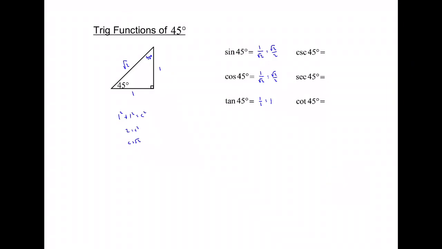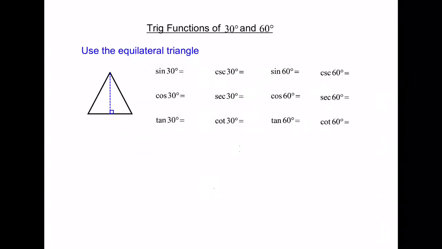And then you'll do the reciprocal of sine to get cosecant of 45, that's the square root of 2. Secant of 45 is the reciprocal of cosine, which is square root of 2. And then cotangent of 45 is the reciprocal of 1, which is 1. So those 6 ratios for a 45-degree angle are going to be very important as we progress through the rest of this unit. Now let's take a look at the 30-60 triangle.